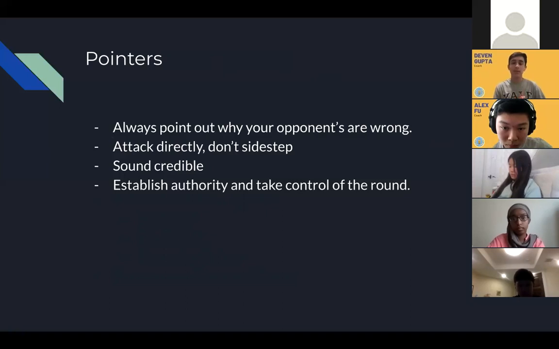Also, sound credible. Remember, perceptual dominance. You want to establish that ethos in the round that makes it seem like you know what you're talking about. Establish authority and take control of the round for yourself and show that you are winning.